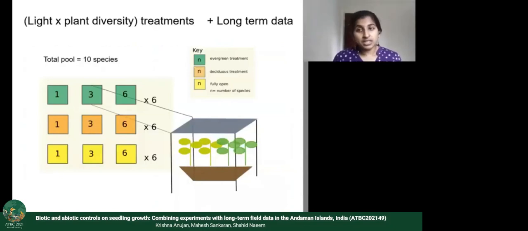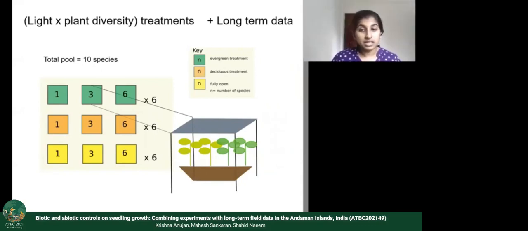To try and understand these sets of mechanisms, I set up a manipulative experiment on native tree seedlings in the Andaman Islands. The setup is a fully crossed light and plant diversity treatment. The light treatments are three: an evergreen canopy, an open canopy, and a deciduous canopy, which is open during the dry season and closed during the wet season. Plant diversity treatments are either one, three, or six species from a pool of 10 native tree species seedlings.